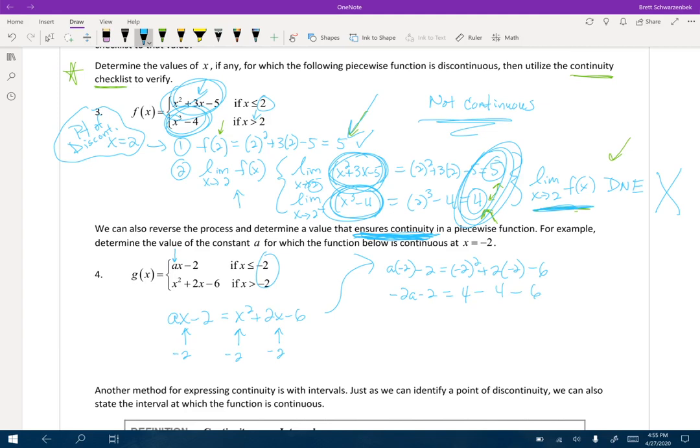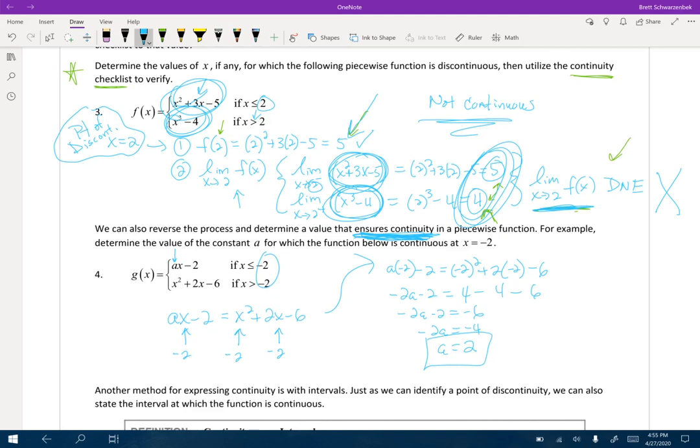So we're going to get -2a minus 2. This is going to be 4 minus 4 is 0, minus 6 is -6. If we add 2 over, we're going to get -4, which means a is equal to +2. So what does that mean for this part of the problem?